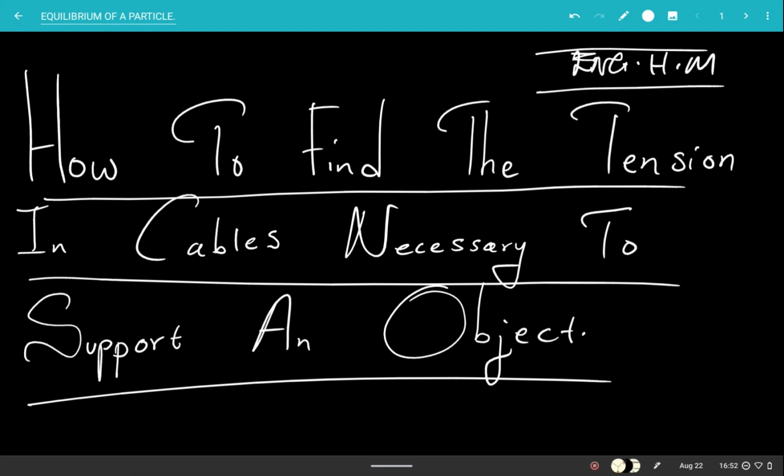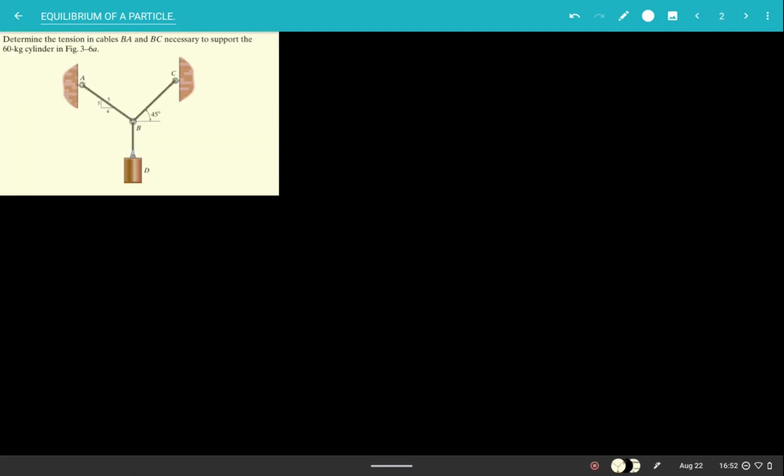Alright, so let's begin. I'll explain this with an example that will help you to understand the concepts behind it. The example says, determine the tension in the cable BA. Let me change my color to red. BA, this is BA, and BC, this is BC, to support the 60 kg cylinder. This is our cylinder.